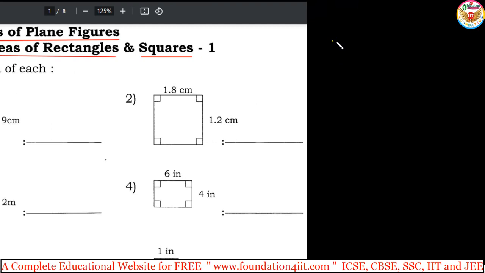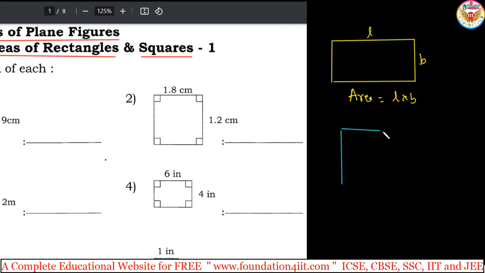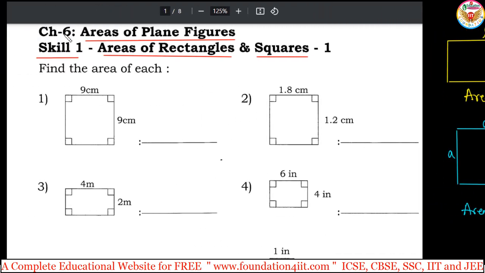A rectangular shape has length and width, or length and breadth, that are not equal. So if you take this as length and this as breadth, the area of this rectangle is length into breadth. In the same way, in a square all the four sides are equal. Each side, if you take it as A, all the four sides are A. Now the area of the square is side into side, that is A square. We need to multiply both. So length into breadth is for the rectangle, and side into side or side square is the area of the square.